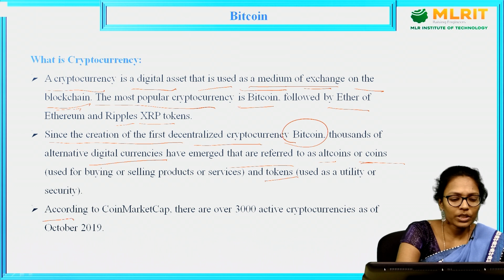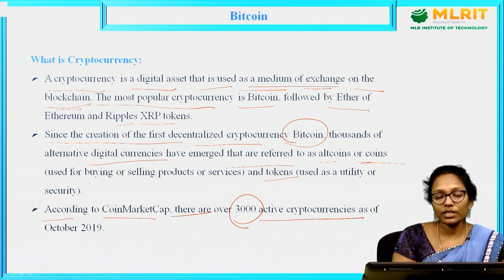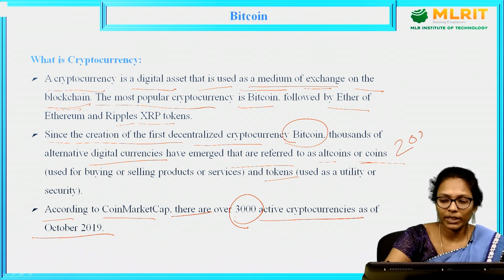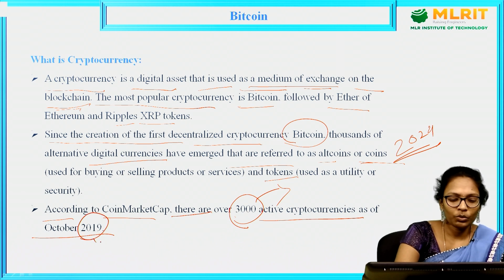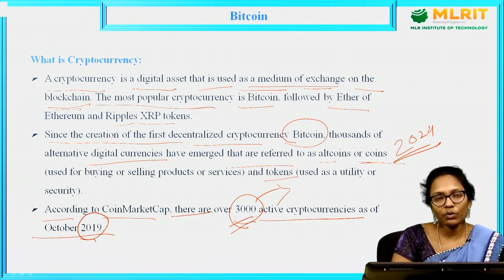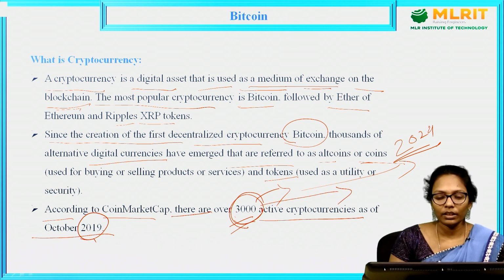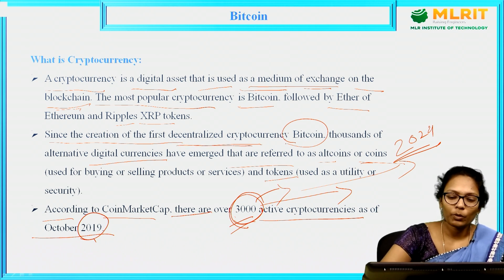According to CoinMarketCap, there were over 3,000 active cryptocurrencies as of October 2019. Now, in the latest market, if I do any research in 2024, this will be more in count. In 2019 alone we had 3,000 different active cryptocurrencies, but now we have so many. And of these 3,000, of course, some have stopped supplying and transacting their coins, right? But the first ever decentralized cryptocurrency is Bitcoin.